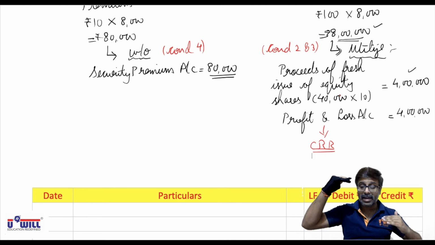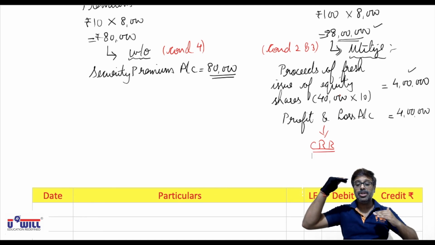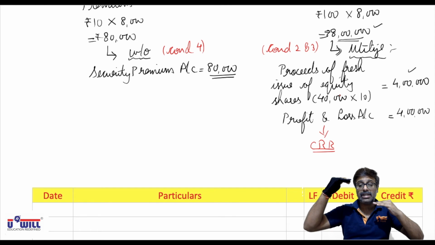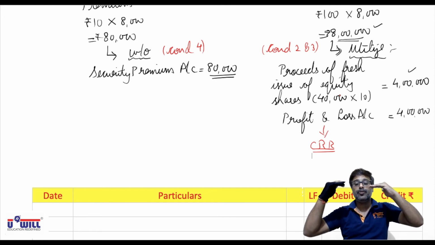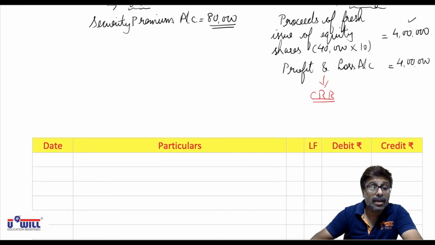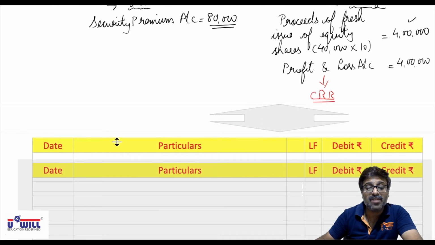So what will happen? Preference share capital will decrease by 8 lakhs. When you issue equity shares of 4 lakhs, it increases by 4 lakhs. And when you transfer 4 lakhs to capital redemption reserve, from that when we give bonus shares, again the share capital increases by 4 lakhs. So total capital remains intact. Okay. Now in this question, bonus shares information is also given.